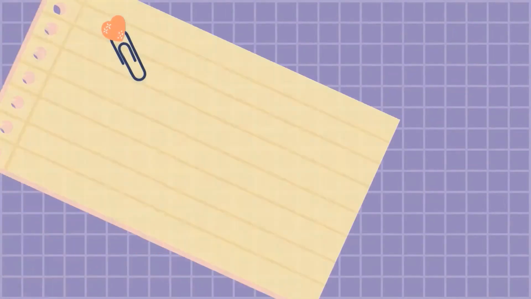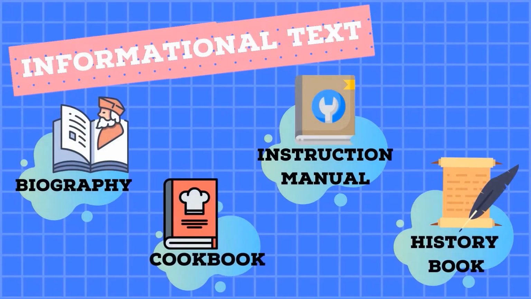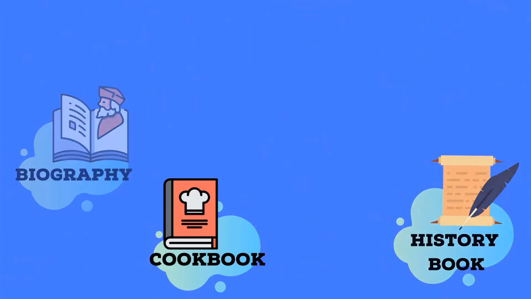When we say nonfiction, it refers to any text based in fact. And one type of this is informational text, such as biographies, cookbooks, instruction manuals, and history books. What do you notice about these texts? You're right, they all inform or teach readers about a certain topic.